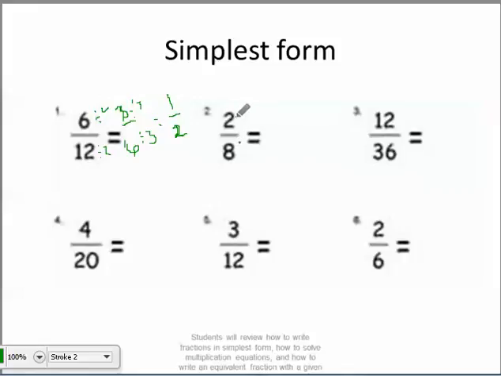Number 2, dividing by 2. They're both even numbers. That's what tells me to do that. And I wind up with 1 over 4. Well, 1's not going to go any lower, so that's going to be my simplest form.